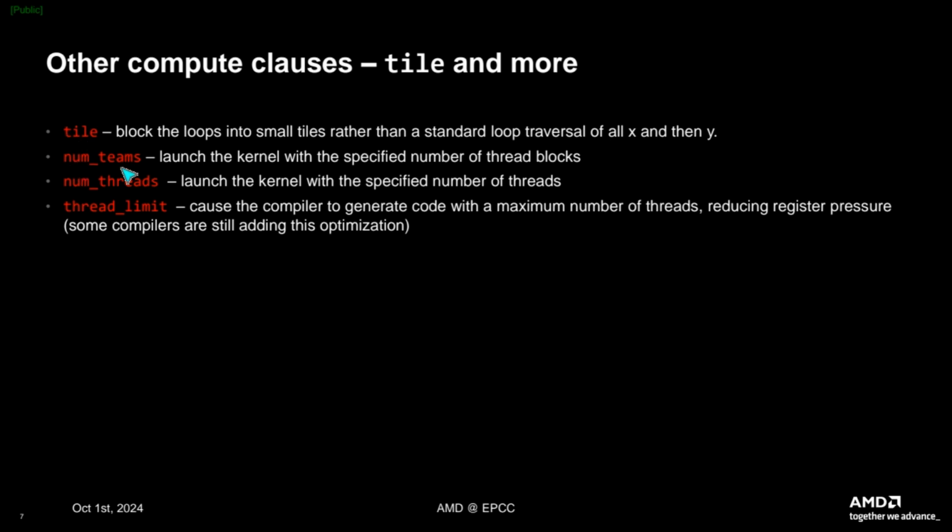We also have this num_teams clause. So this tells the kernel that you want to launch the kernel with the specified number of thread blocks. Num_threads, once again, launches the kernel with the specified number of threads per each block. And then thread_limit causes the compiler to generate code with a maximum number of threads, which can reduce register pressure, though some compilers are still adding this optimization, so you might not get this in all cases. But these are things that give you a bit more fine-grained and explicit control over how OpenMP is going to launch the GPU kernels. And you might be more familiar with these if you have written explicit HIP kernels before.